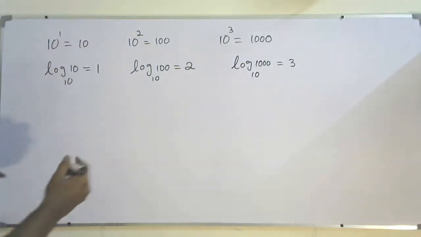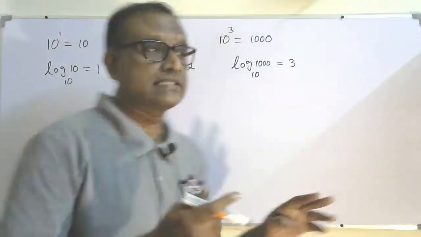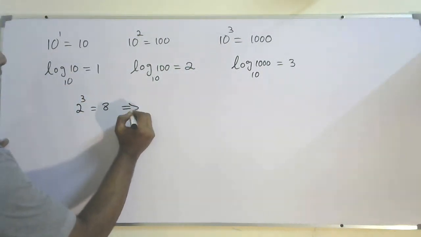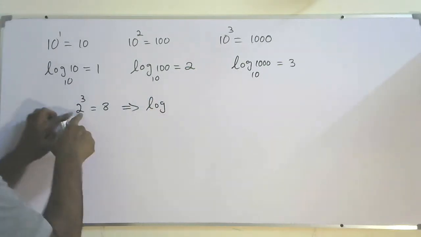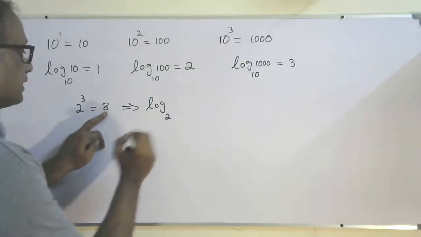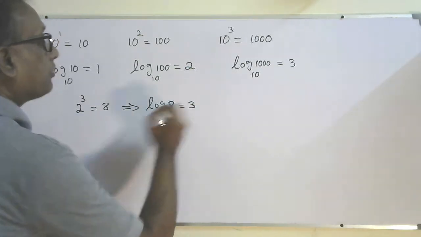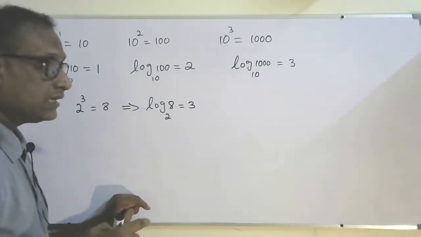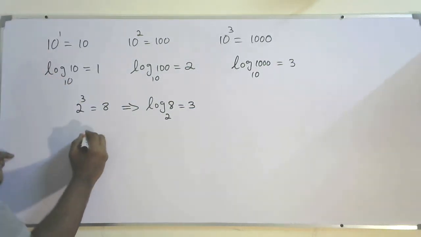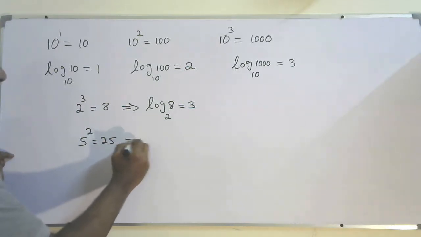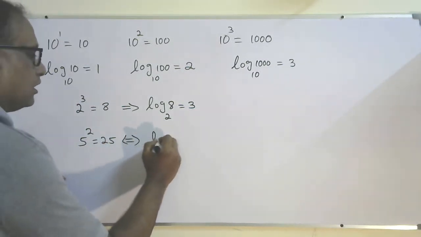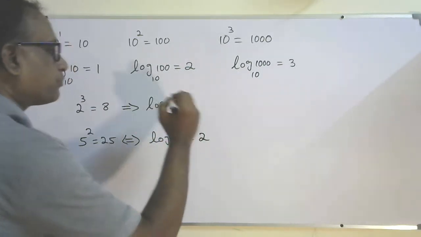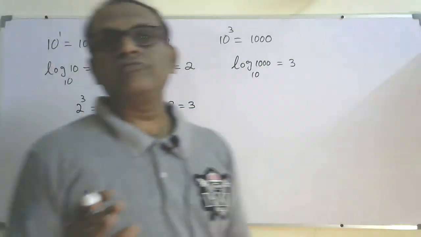Same way I can write for any other base. For example, 2 to the power 3 equal to 8. So I can write log, this as the base, called base, this is the 8, equal to 3. Log of 8 base 2 is equal to 3. Even for 5, I can write 5 to the power 2 equal 25. That could be written as log base 5 of 25 equal to 2. Right? So that's the meaning of logarithm.